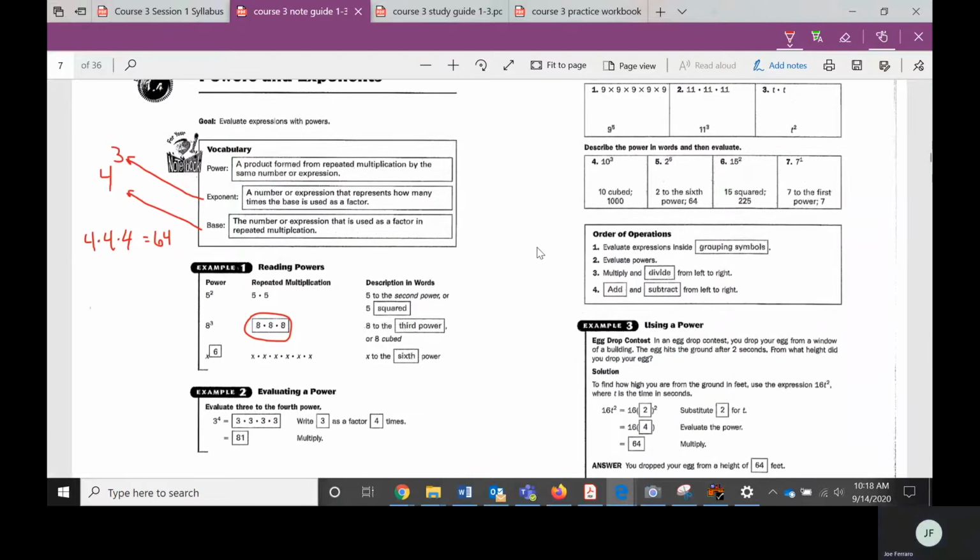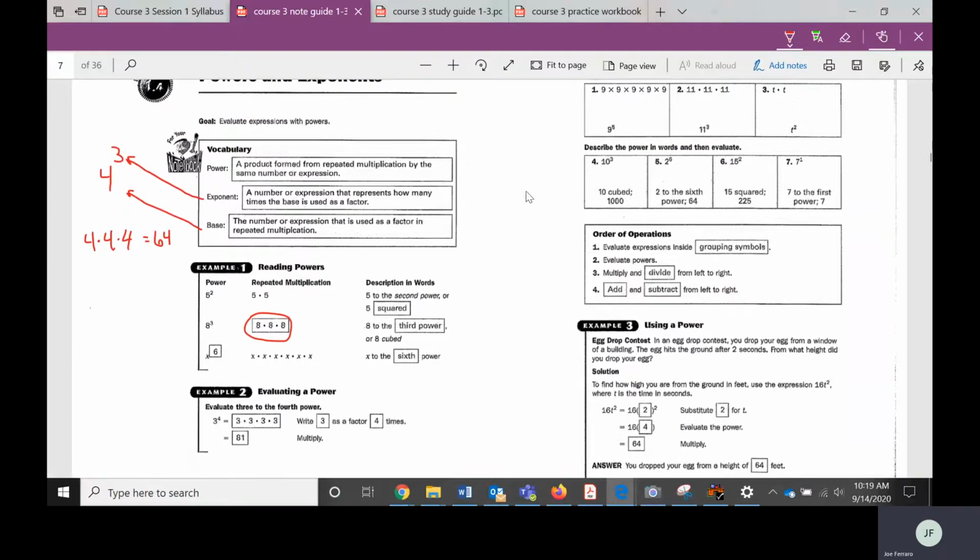Okay. Here it says describe in words and then evaluate. So 10 cubed means 10 times 10 times 10, which is 1,000. 2 to the 6th power: so 2 multiplied 6 times, 2 times 2 times 2 times 2 times 2 times 2, is 64. 15 squared, 15 times 15, is 225. 7 to the 1st is 7.